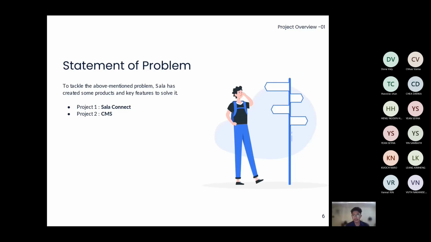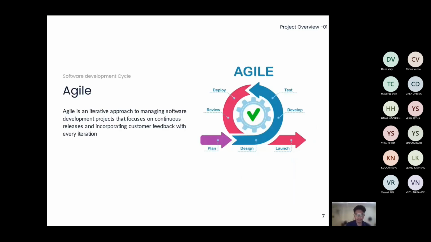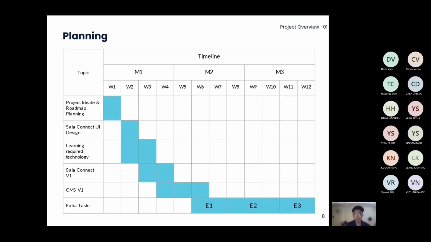The second project is CMS. CMS is one of the key features of the Salah website that produces academic-related articles or blog articles. In order to produce the projects, here at Salah we use an agile software development cycle, which is a model of software development that focuses on an iterative approach to managing a software development project. Agile splits each task into smaller sprints, which makes the project easier to work on.